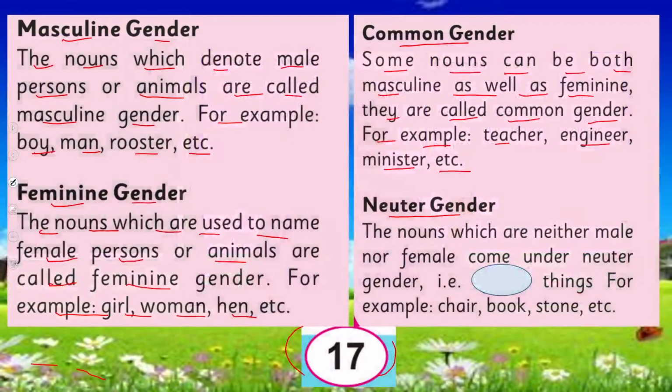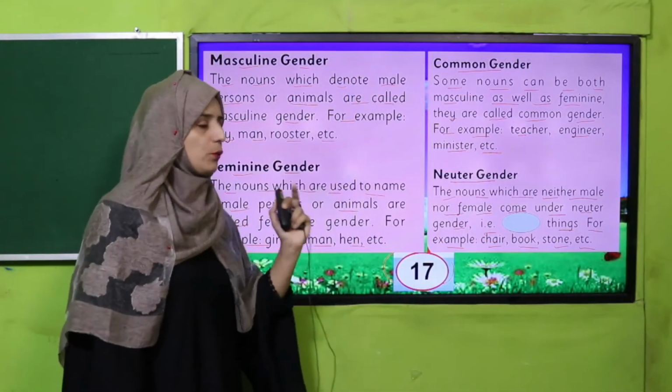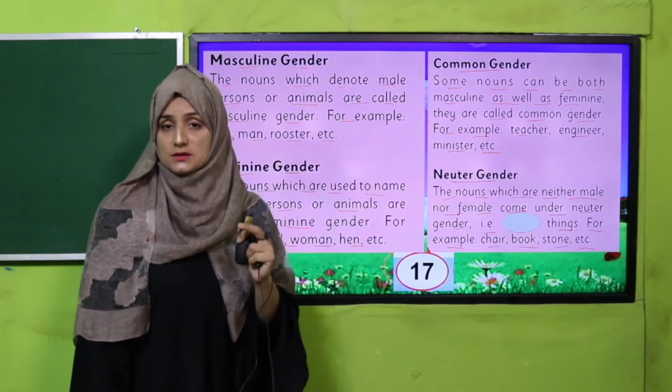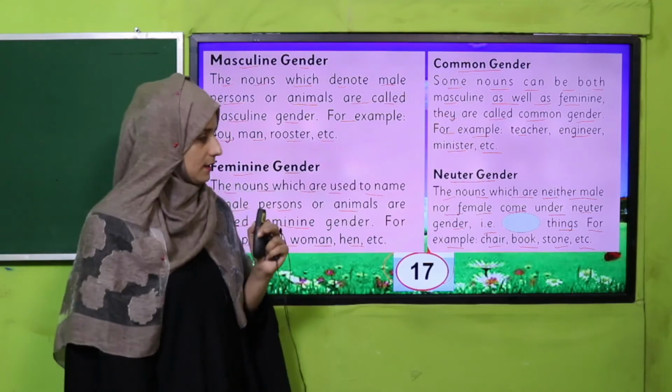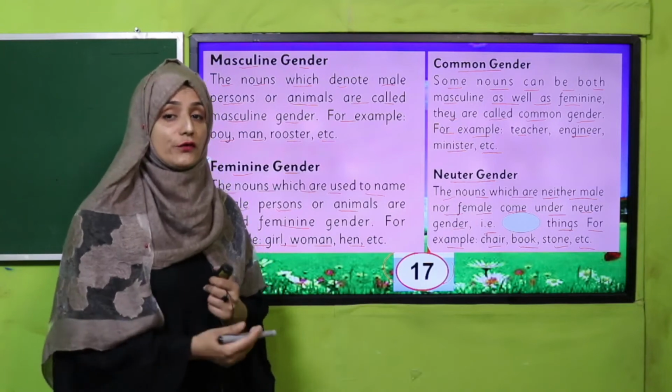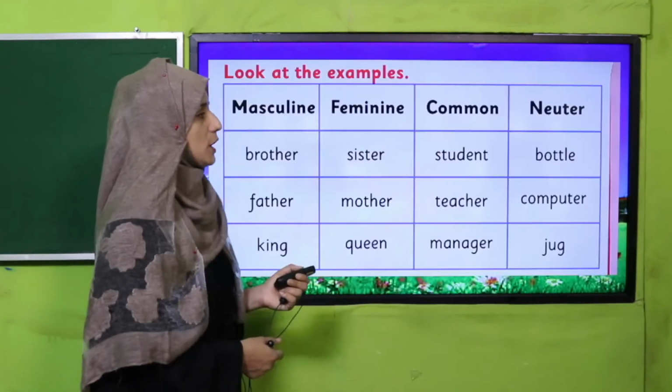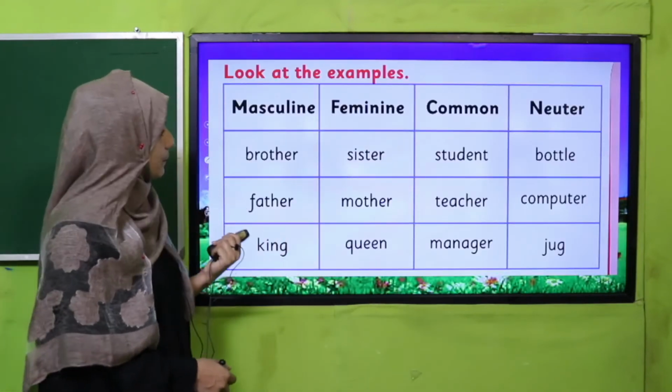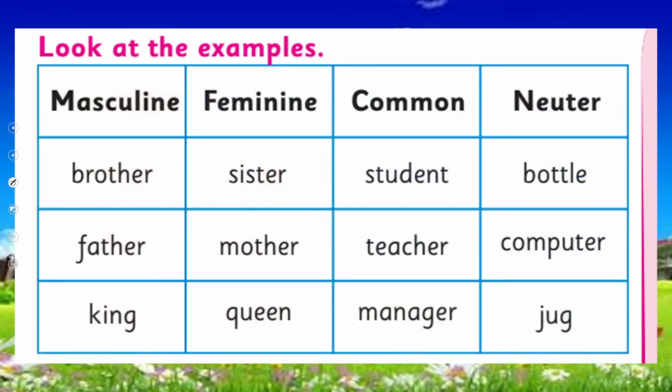Okay, good. Neuter gender: the nouns which are neither male nor female come under neuter gender, i.e. things. For example, chair, book, stone, etc. So have you got that? That book is giving knowledge about genders, how we can categorize different nouns into different categories. Good. So now you can see some other examples in your book, my dear students.